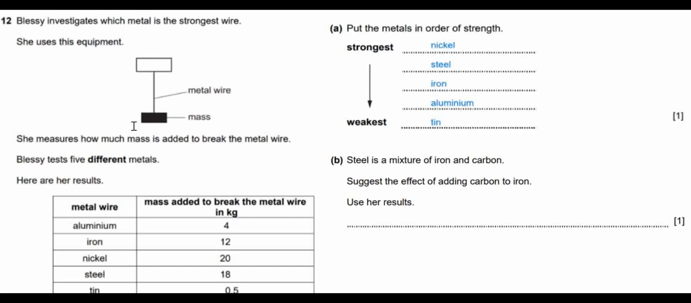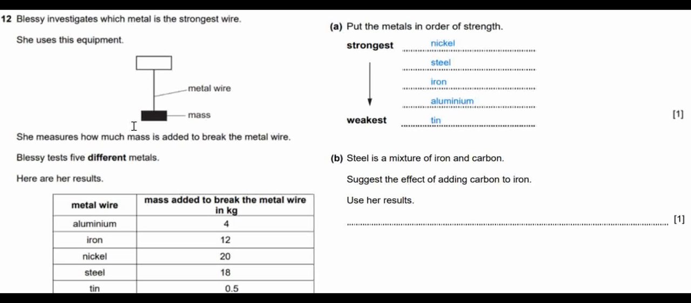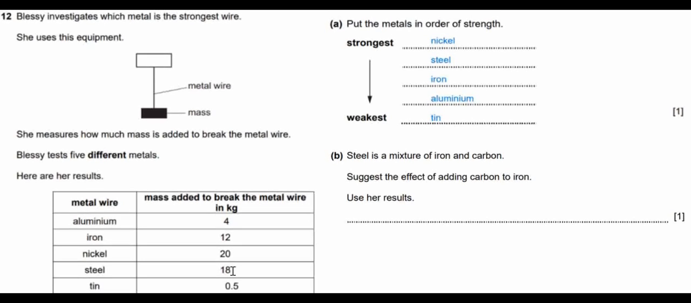In question B, steel is a mixture of iron and carbon. Suggest the effect of adding carbon to iron. Use her result here. Iron 12, steel is 18. So what is the answer? What do you think? 10 seconds from now.